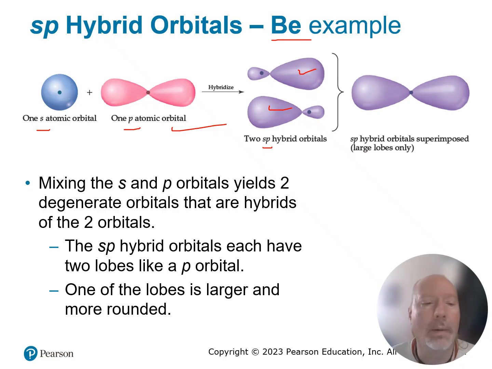Now, mixing the s and p orbitals will yield two degenerate orbitals, as we saw on the previous slide. The sp hybrid orbitals each have two lobes like the p orbital. One of the lobes is larger and one of them is more rounded. Now, do I expect you to draw this on a test? No, but understand they're coming together and their shapes are malforming into an agglomeration of the two atomic orbitals into one, which is sp. This is sp, right? We created sp from s and p.